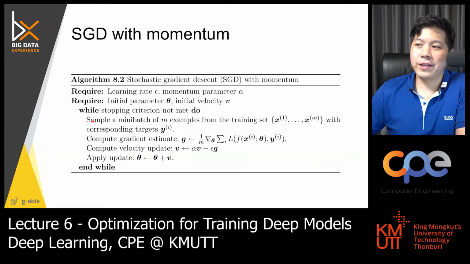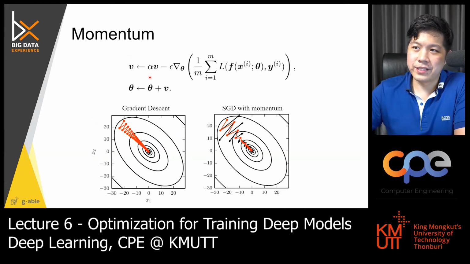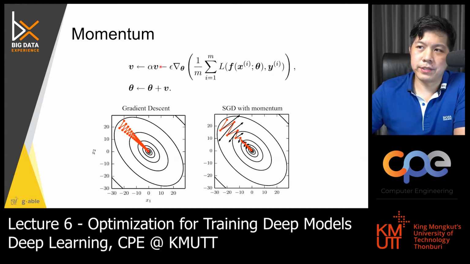If you look at the equations, look at this equation: 1 over m, the summation of the loss function of f of x_i with parameter theta and y_i, and epsilon here. This is the gradient.